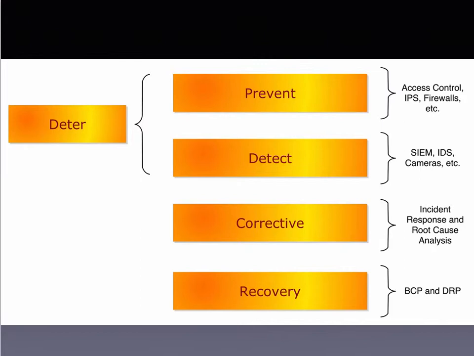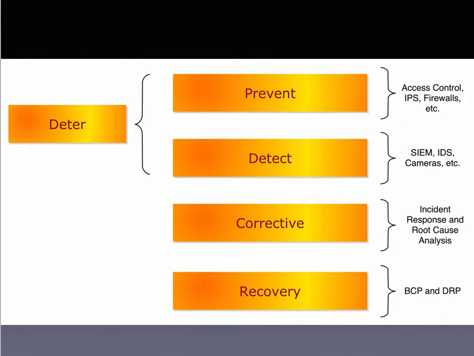So prevention controls are things like access control, intrusion prevention systems, and firewalls. Anything that actually prevents traffic or prevents an attacker from passing from one point to another. Detection controls include SIEMs, which are security information and event management systems or log management systems, intrusion detection systems, cameras, and other things that detect when an attacker is in the process of trying to reach a target or has already reached a target and is extracting data from your organization.